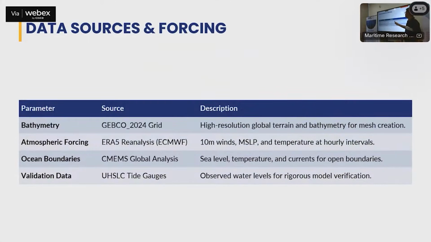So, these are the data sources that I have used for this project. First is the JEPCO 2024 grid for building the mesh. Next is the ERA5 reanalysis for wind and pressure data for dynamic forcing. And next is CMEMS global analysis data to set the boundary conditions for baseline sea level and currents. And finally, UHSLC tide gauge data for validation.